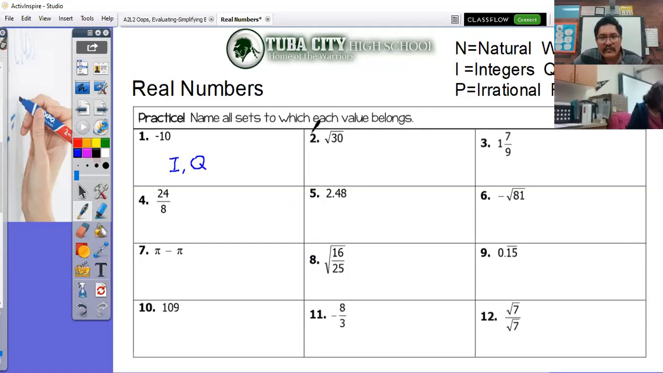So let's go ahead and move on to exercise number 2, square root of 30. So 30, let's see, is it a square?